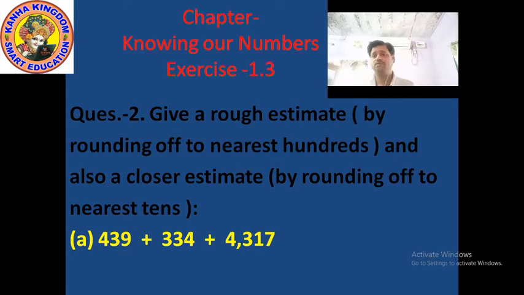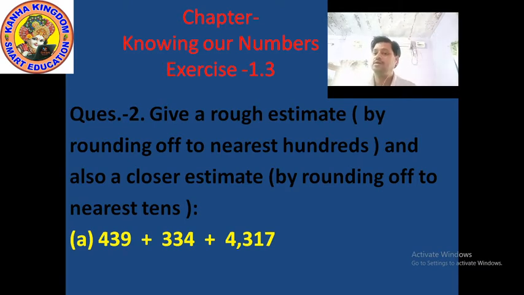Okay, so the first part is 439 plus 334 plus 4,317. Here there is 1 comma, meaning 2 periods, and the second period is the 1000 period. Just after the comma, the single digit is 4, which is in the 1000 place, so 4000. Before it, the 3 digits are 317. So this number is 4317.